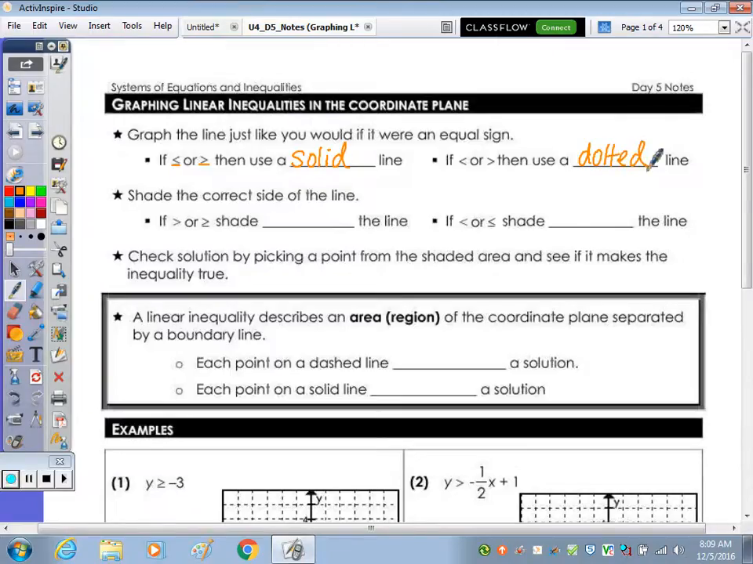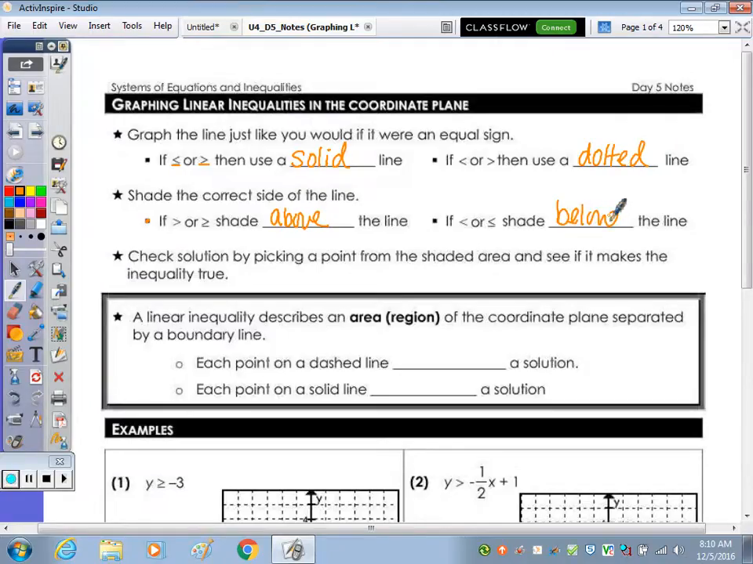Now, all the solutions to a linear equation were on the line itself. With an inequality, the solutions are on either side of the line. So if you have the first bullet, a greater than or equal to, both being greater than, you will shade above. If you have a less than or equal to, you will shade below this line.